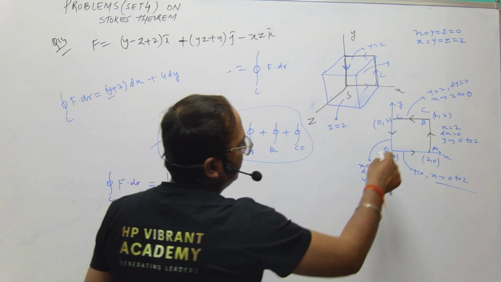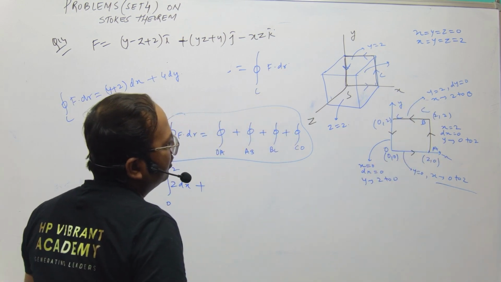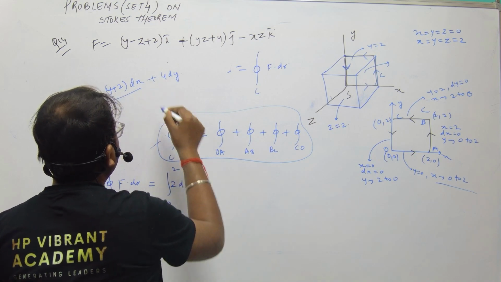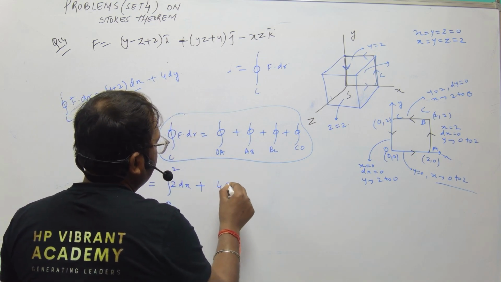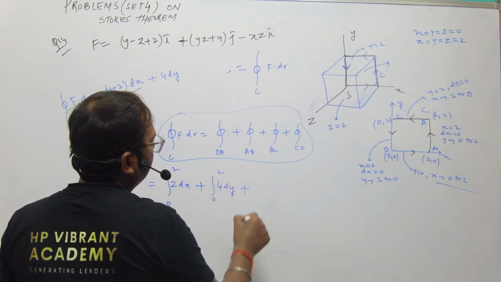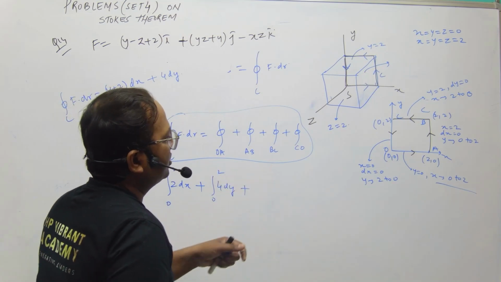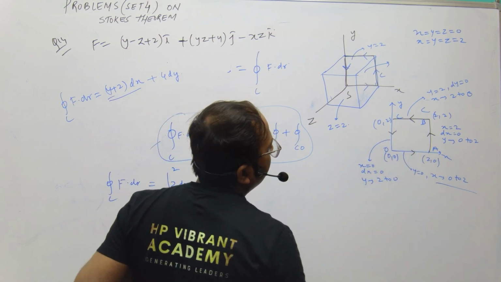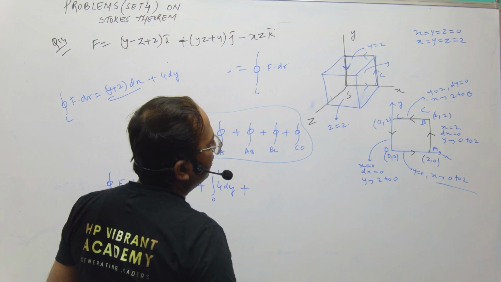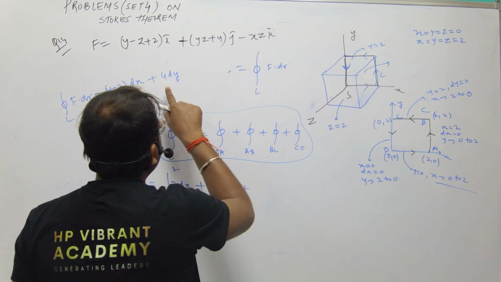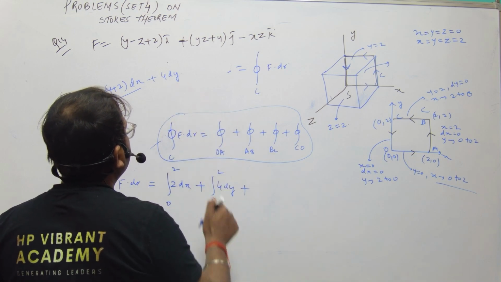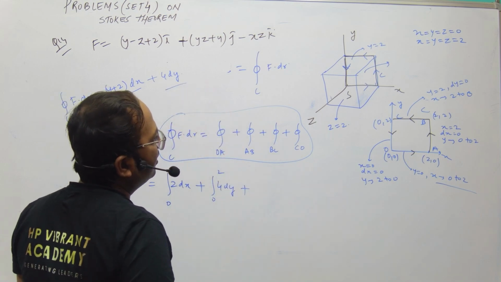Now along AB, we have x is equal to 2 and dx is equal to 0, so this term gets vanished. So this is 4 times dy, and y varies from 0 to 2, plus along BC. Along BC we have y is equal to 2 and dy is equal to 0, so this term gets vanished, that is this one. And we have y is equal to 2.